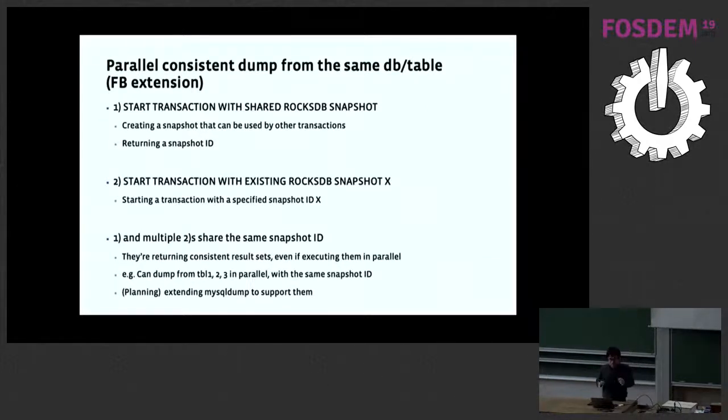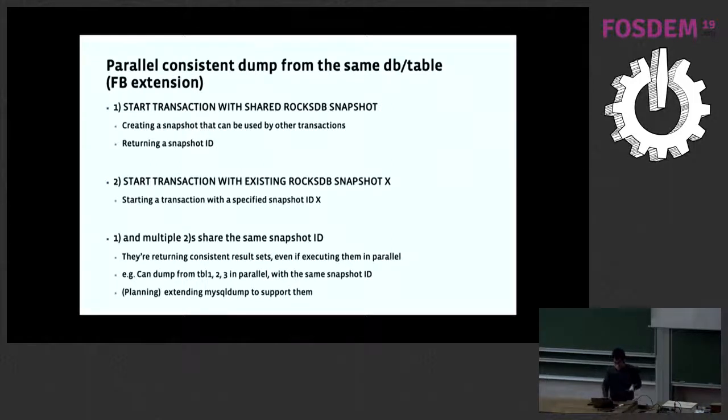The feature we recently added was a parallel consistent dump from the same table or same database. START TRANSACTION WITH SHARED ROCKSDB SNAPSHOT is a new syntax added in Facebook MySQL. It creates a snapshot and starts a transaction, but also returns a snapshot ID that can be used in other transactions later. We added another syntax called START TRANSACTION WITH EXISTING ROCKSDB SNAPSHOT, followed by a snapshot ID. This syntax starts a transaction with the specified sequence number, the snapshot ID. So when executing the first one and the second one in different sessions, these two transactions use the same snapshot. This means all select results are consistent between the two sessions.